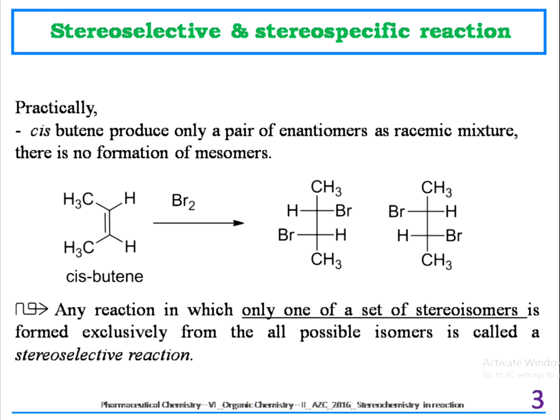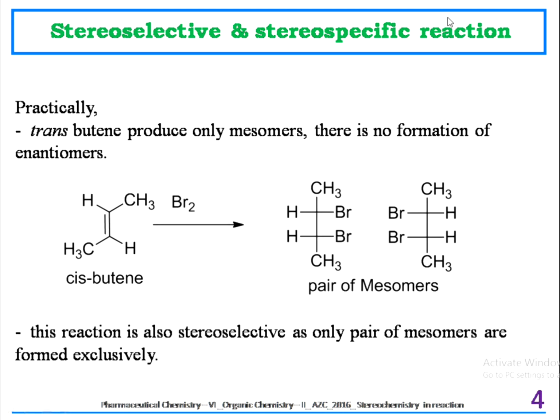See, this is cis-butene. When they undergo reaction with bromine, we can get 2 enantiomers. This is not meso, this is enantiomers. So, this set of stereoisomers formed exclusively, that is called a stereoselective reaction. Then in the case of trans-butene, when reacting with bromine, we'll get a meso compound. So this is also a stereoselective reaction. So here only the meso compound is formed.